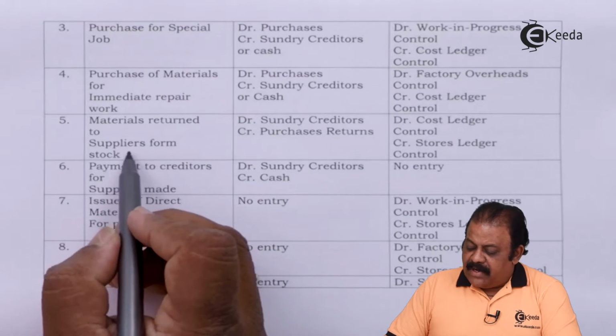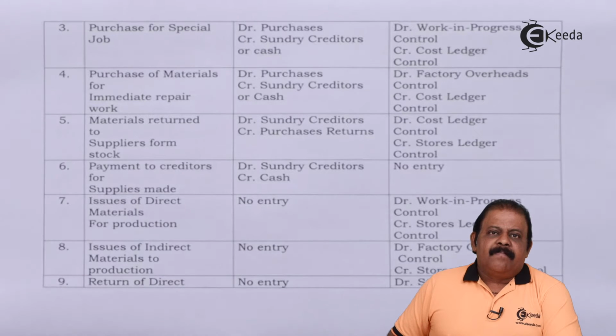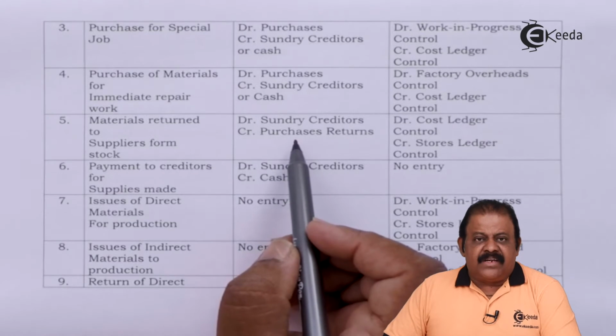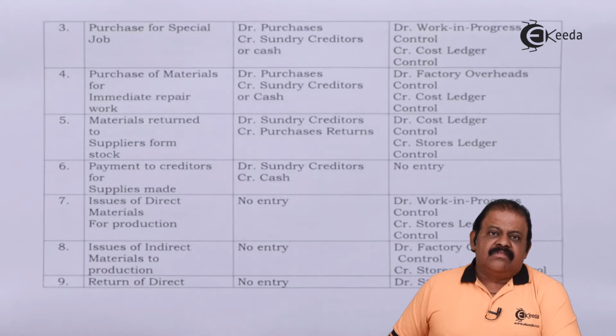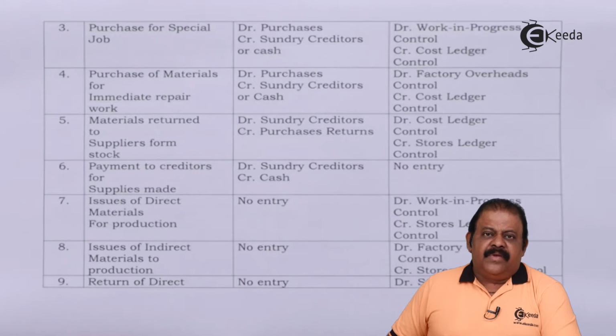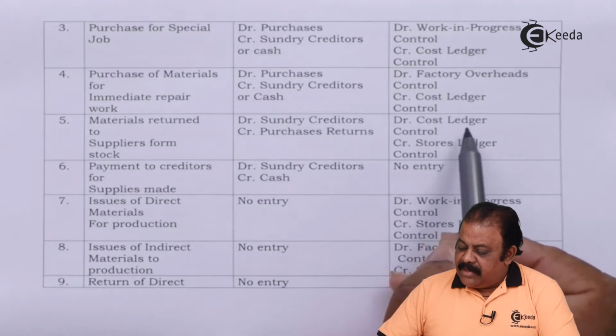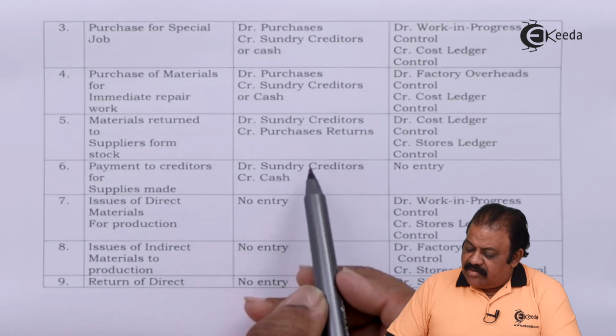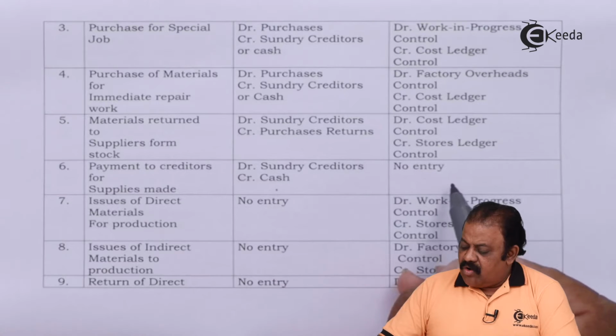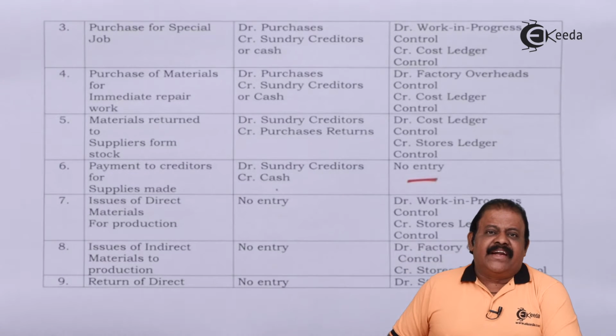Material returned to supplier from stock. In financial book, it will be entry for purchase return, sundry creditors account debit to purchase return account. In cost book, the entry will be cost ledger control account debit to store ledger control account. Payment to creditors for supply made. In financial book, the entry will be sundry creditors account debit to cash. In cost book, there is no requirement of entry because it's a purely financial transaction.